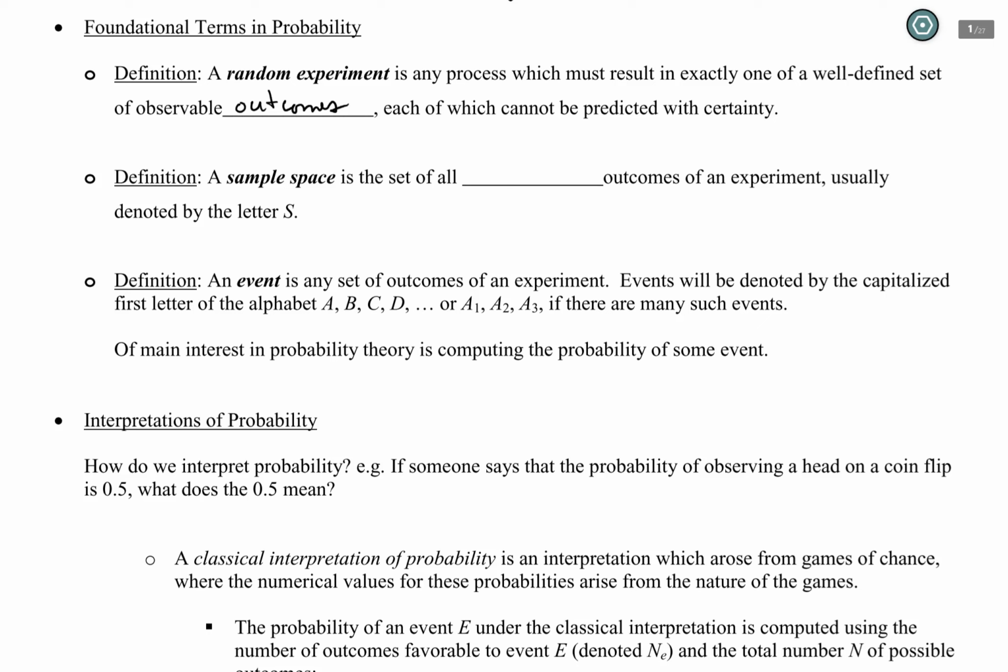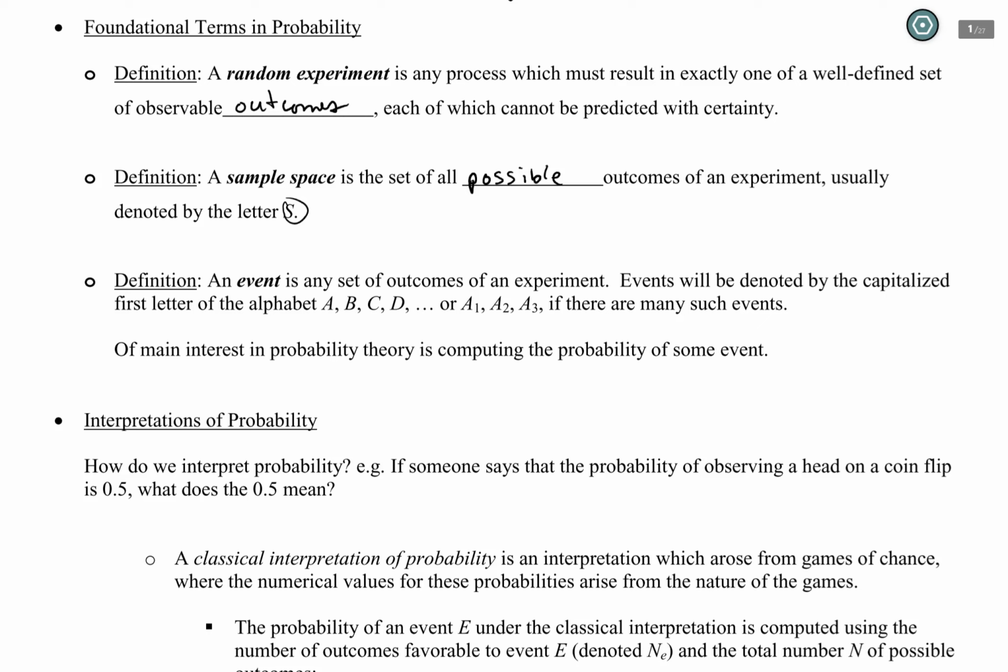Now, the sample space is the set of all possible outcomes of an experiment, and we usually denote this with the letter S. An event, next definition here, is any subset of the sample space. That is, it's any collection of outcomes from an experiment. And so if we are tossing a six-sided die, then the sample space would be the numbers 1 through 6, and one possible event would be to toss an odd, and that would be the outcomes 1, 3, 5. Okay, so these three terms are important.